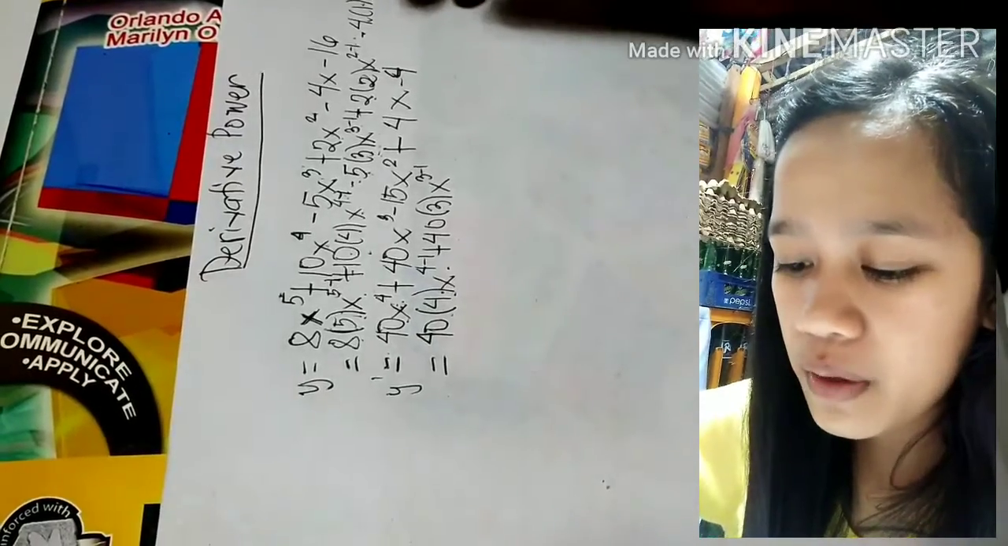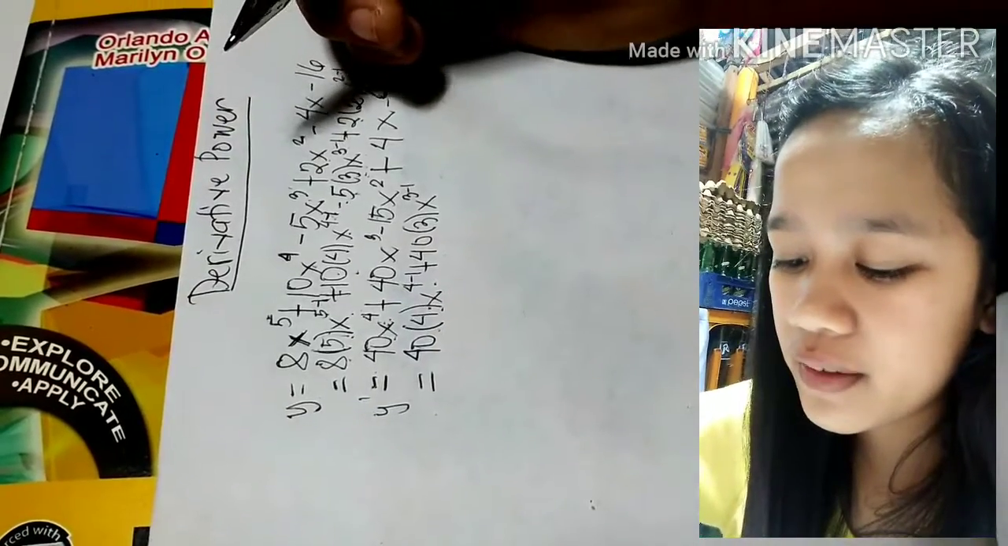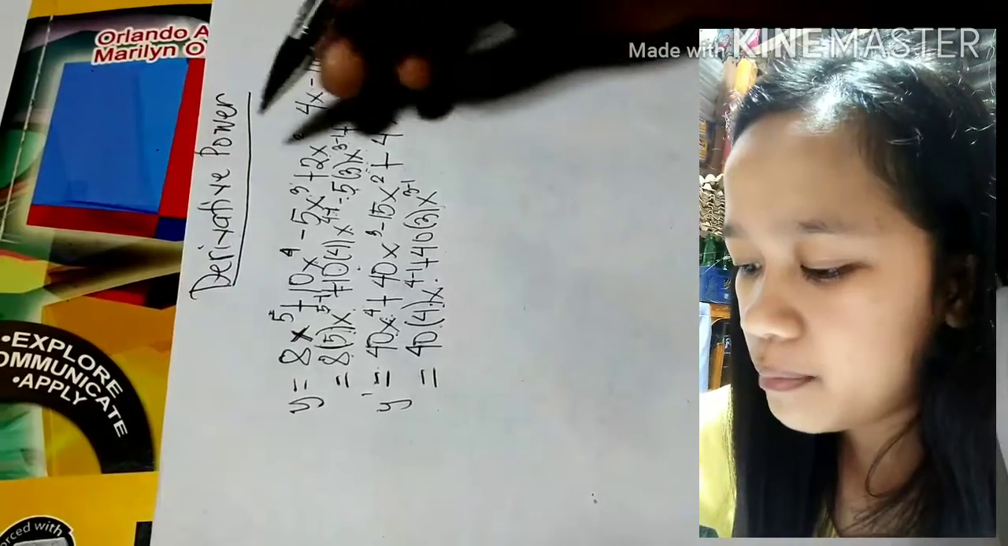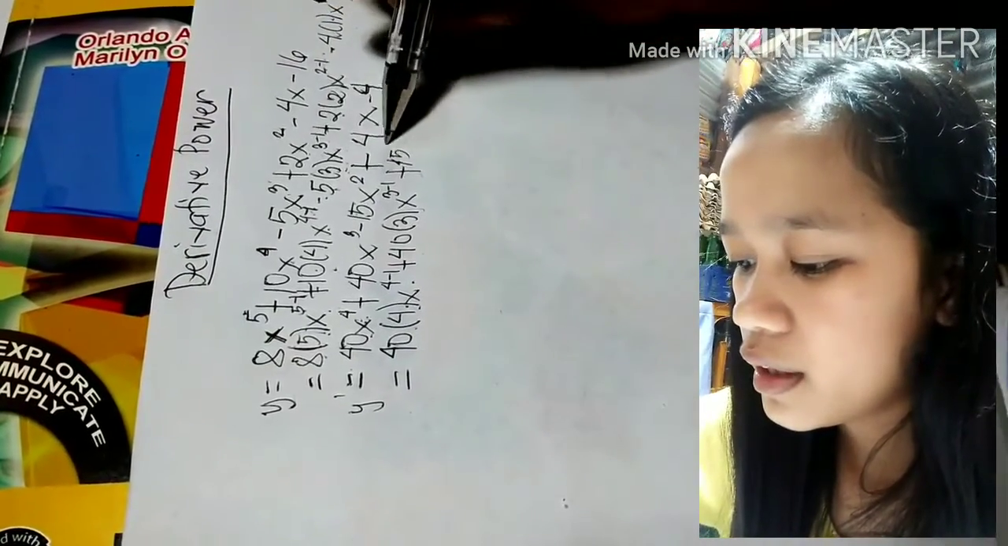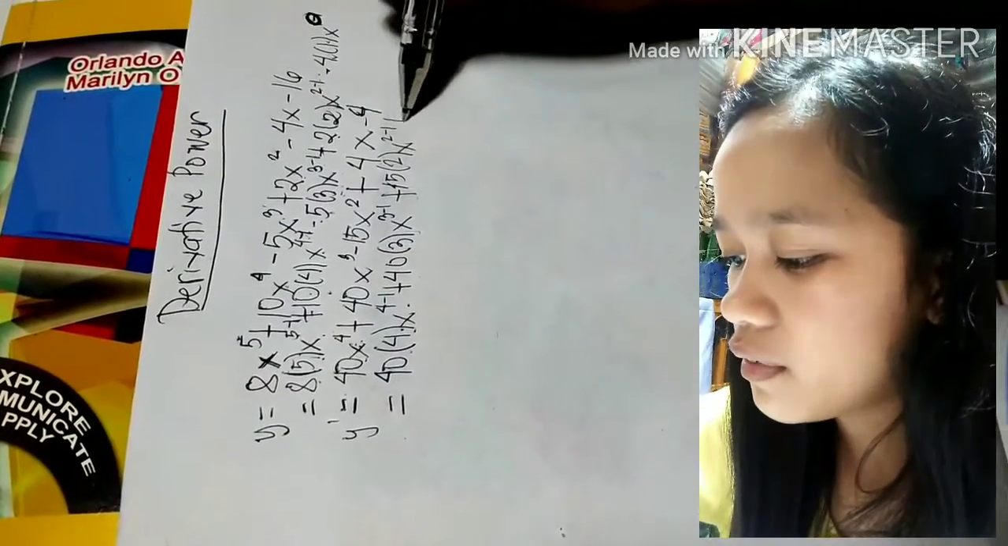So next, we will find the derivatives again of this. So 40 times 4, x raised to 4 minus 1, plus 40 times 3, x raised to 3 minus 1, plus 15 times 2, x raised to 2 minus 1, plus 4.